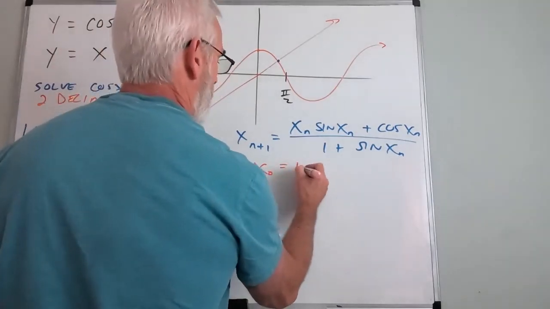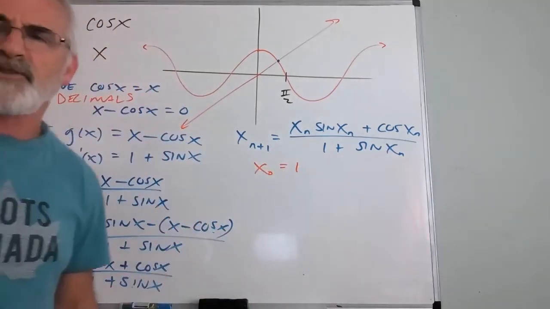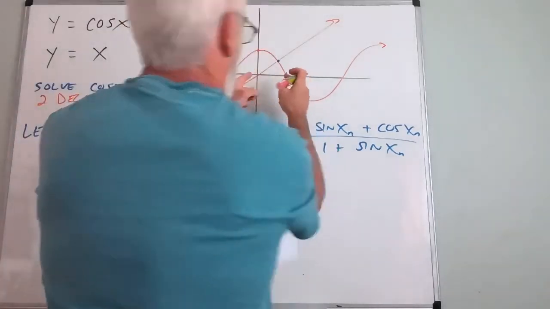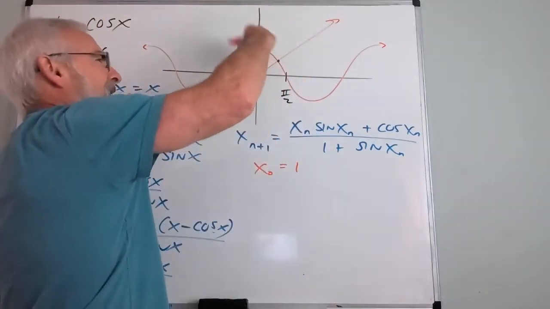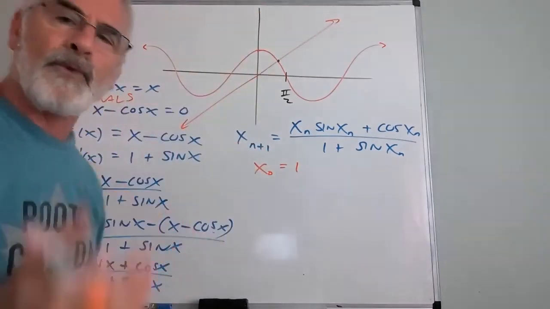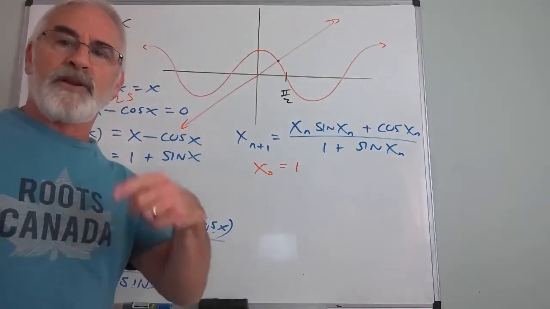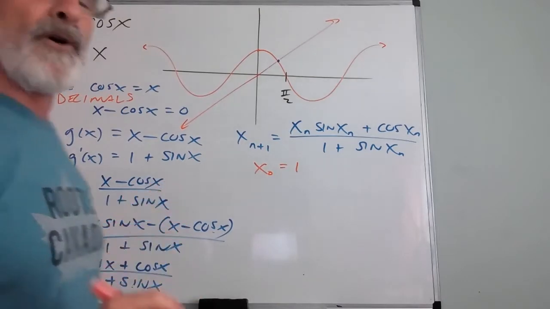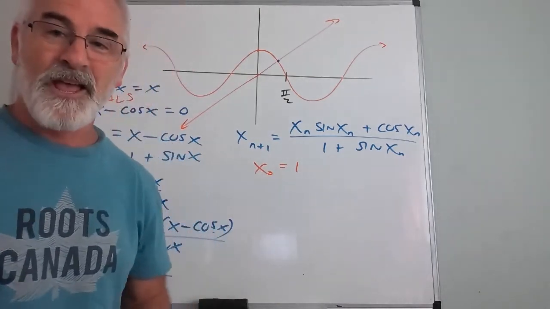If you said, how about 0.5? That would be a good starting point. The problem with pi over 4, although you said it's exactly halfway between, well, I'm intersecting somewhere in there. Pi over 4 is not a rational number, and my starting point needs to be rational so that I can input it. Now, most important part of this problem, your calculator.